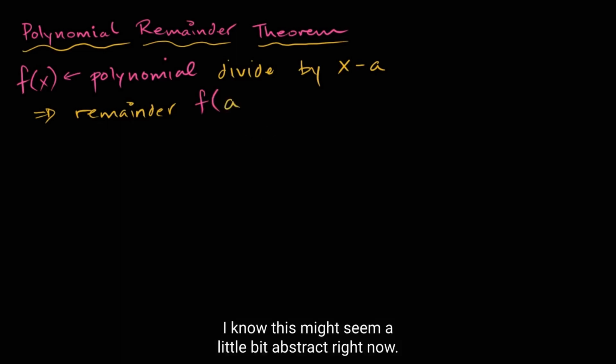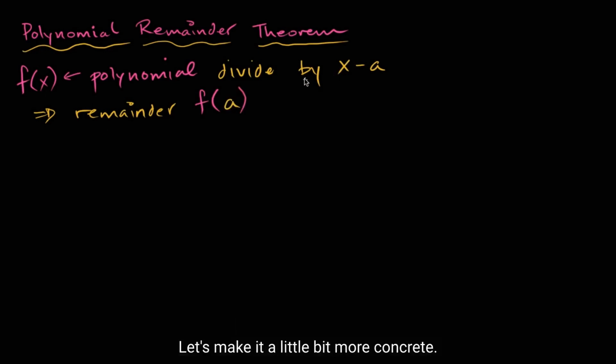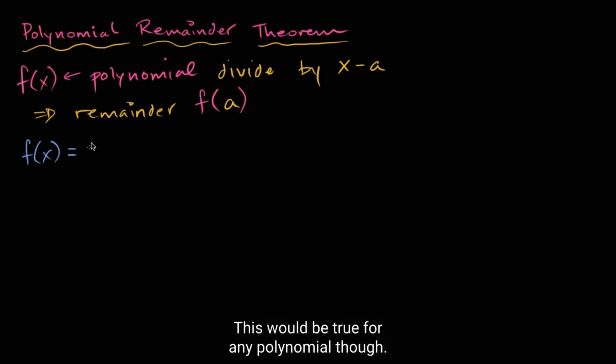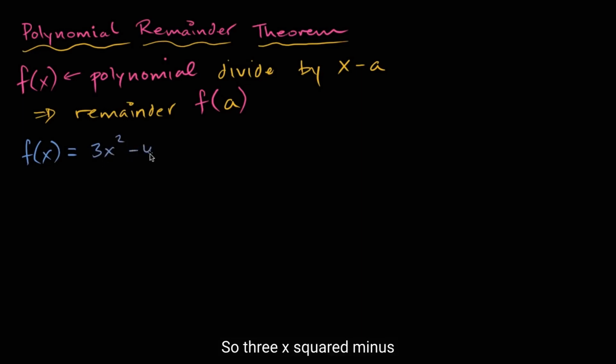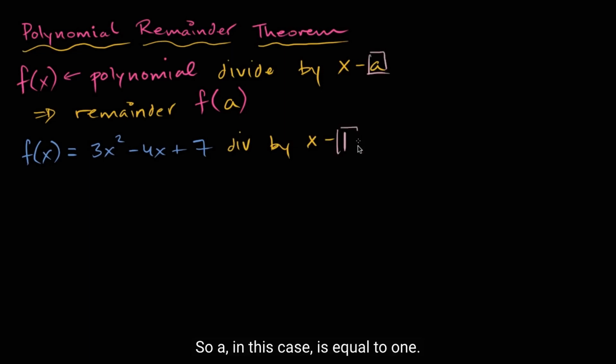I know this might seem a little bit abstract right now, I'm talking about f of x's and x minus a's. Let's make it a little bit more concrete. Let's say that f of x is equal to, I'm just going to make up a second degree polynomial, this would be true for any polynomial though, 3x squared minus 4x plus 7. And let's say that a is 1. So we're going to divide by x minus 1. So a in this case is equal to 1.